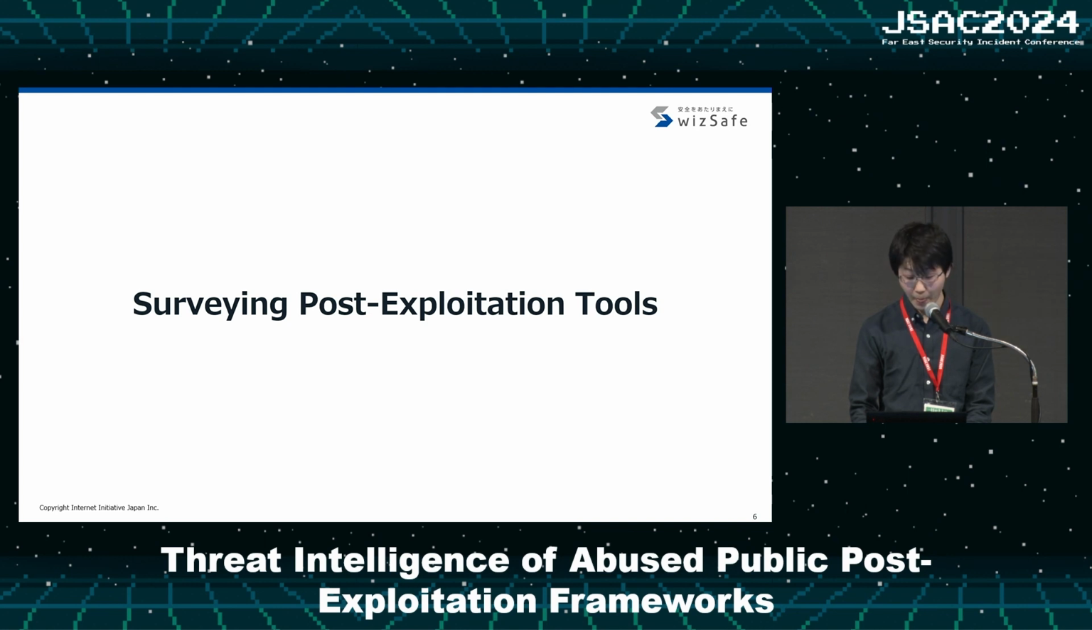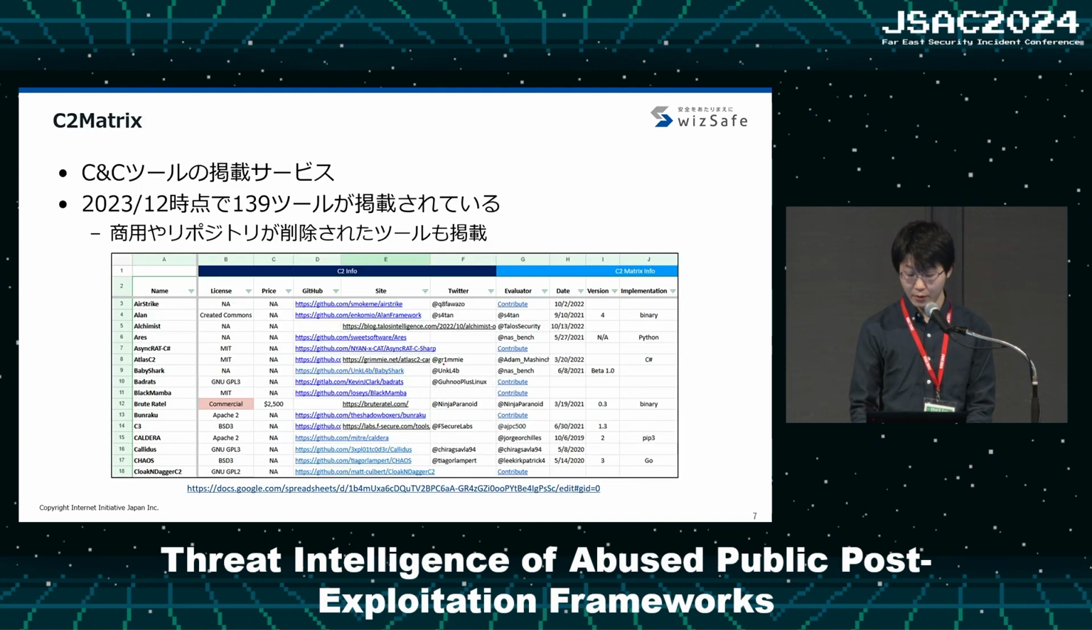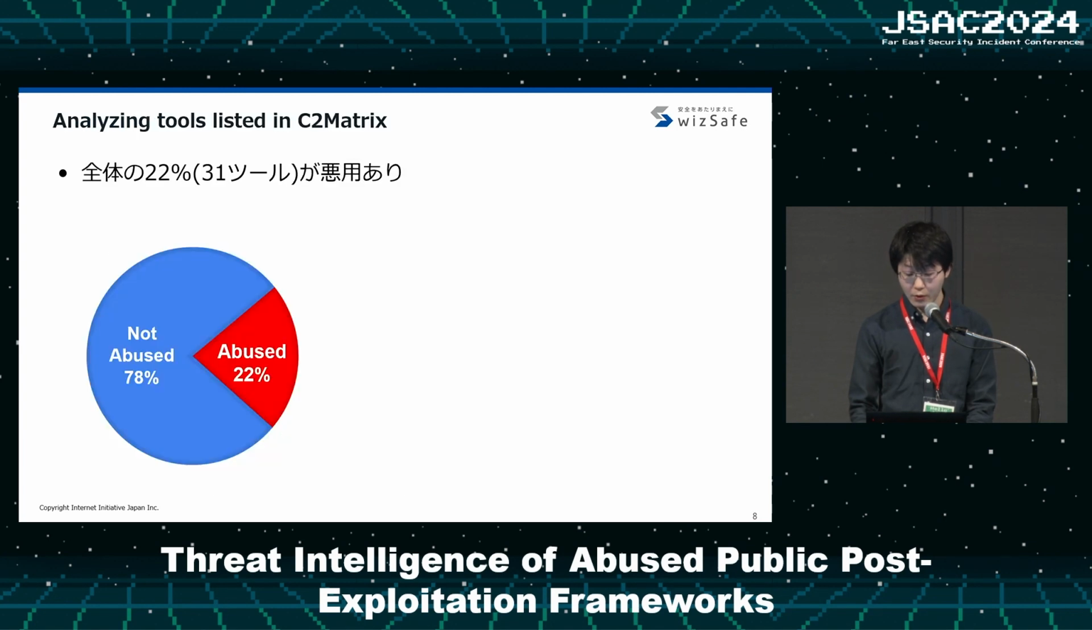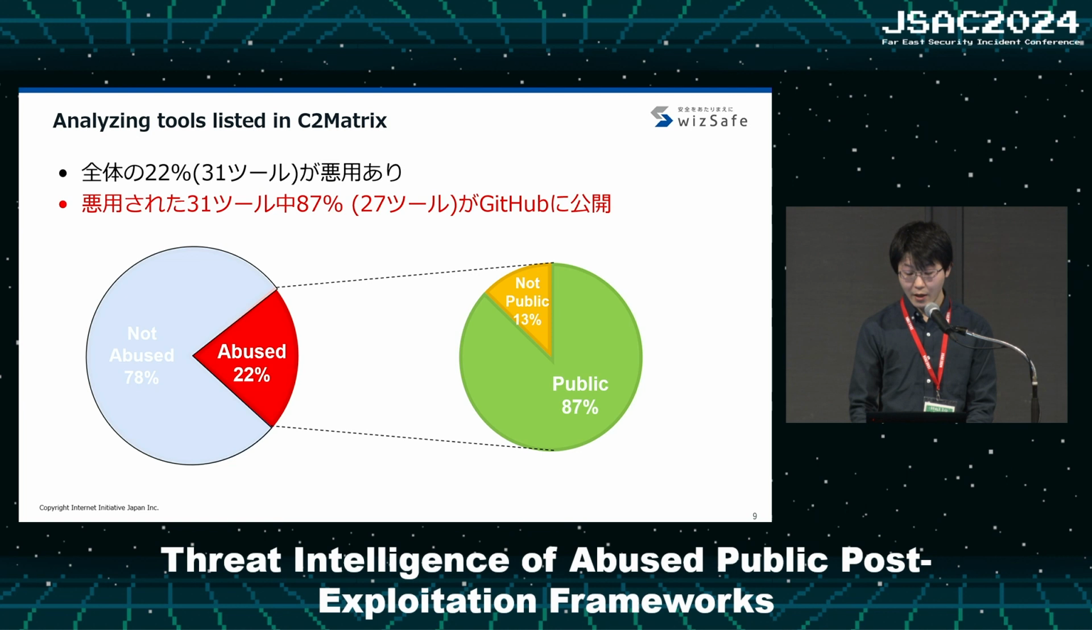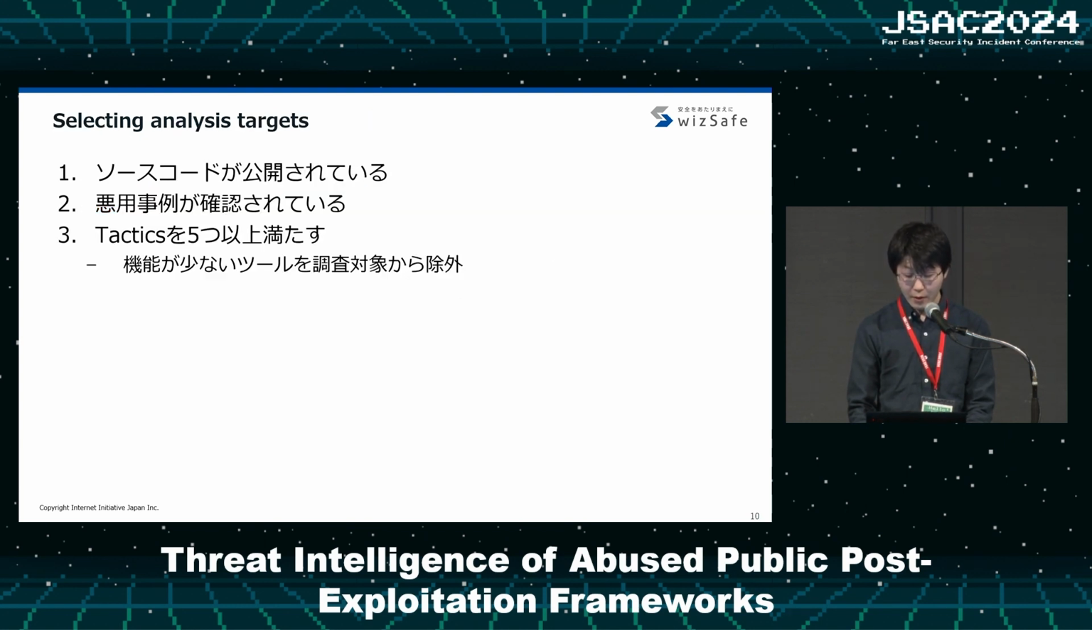Next, let me talk about what kind of investigation was done for these frameworks. We use the C2 matrix. This is a tool and description service, and it provides the most information. As of the end of December, 139 tools are posted. In this investigation, we found that about 31 tools, 22% of all, are maliciously used. And further, 87%, that means 27 tools, are made public on GitHub. That means the tools that are made public are mainly and often used for malicious purposes.